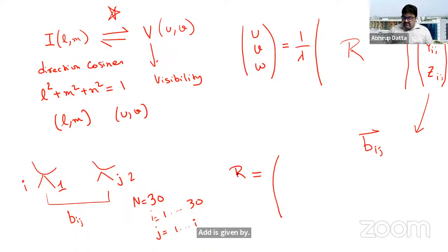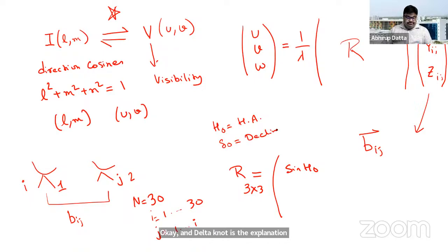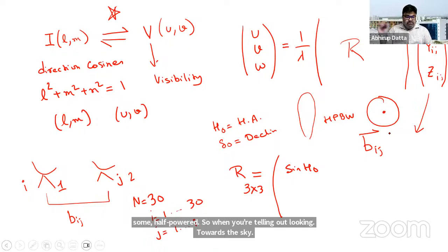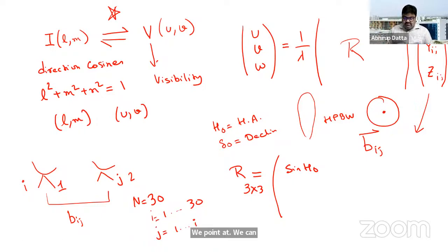R is given by, it's a 3 by 3 matrix. The first term is sine of H naught. What is H? H is nothing but the hour angle. So H naught is the hour angle, and delta naught is the declination for the center of the field. Given a frequency, my antenna produces a primary beam of some half power beamwidth, right? So when we're talking about looking towards the sky, we can point at multiple directions, right? This is looking towards the field center.